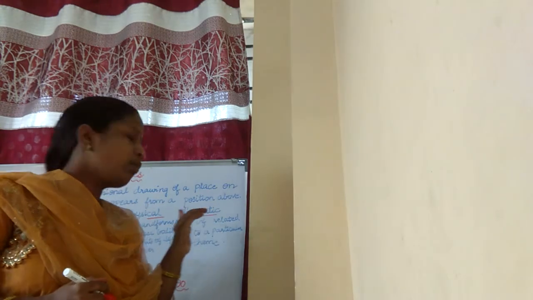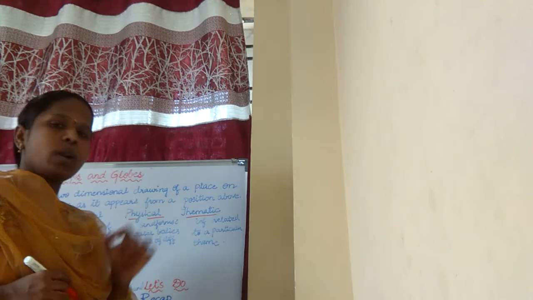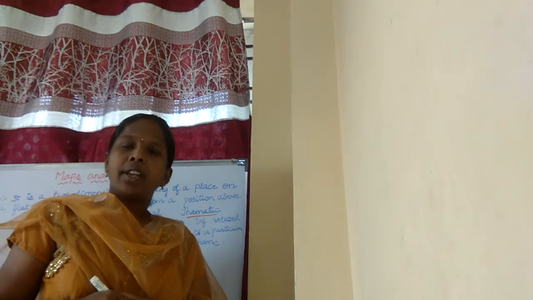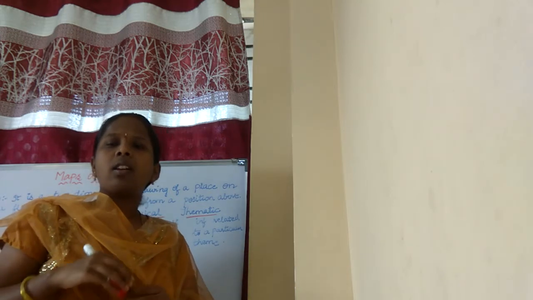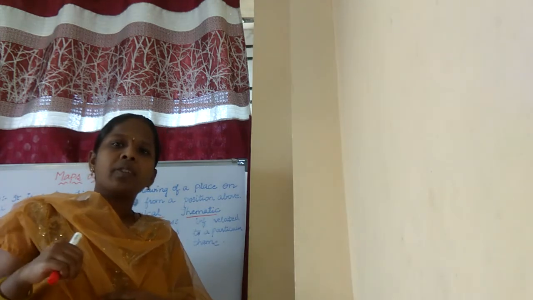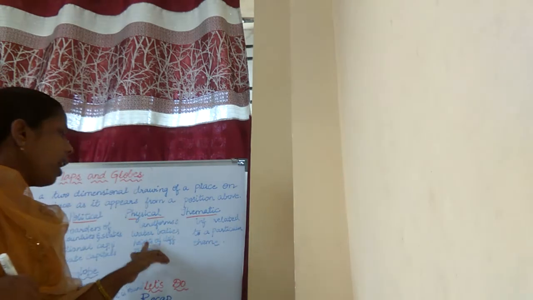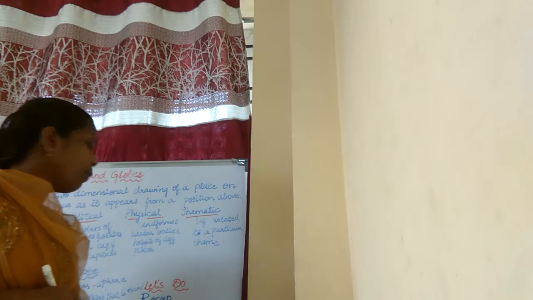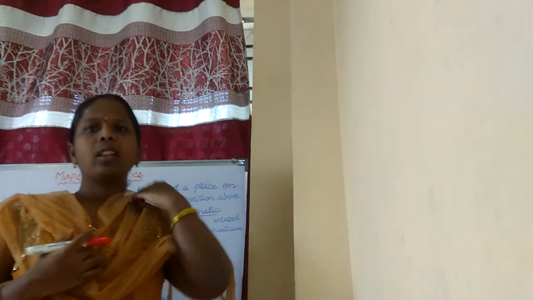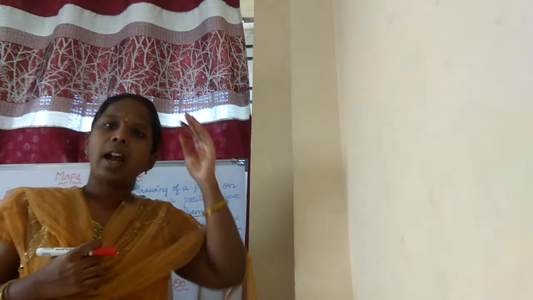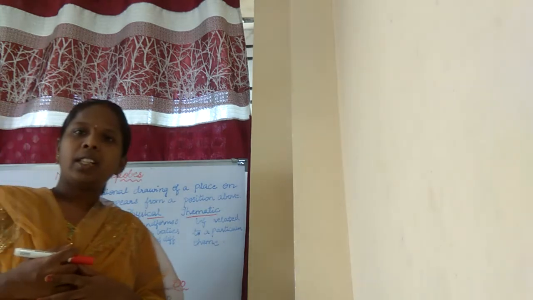Coming to the physical maps. What are physical maps? They show the landforms and the water bodies. Water bodies are shown in blue color. In the landforms, a particular area will be shown in a different color, and also the heights of different places. As an example, the Himalayas. The heights of the places are shown in the physical map.